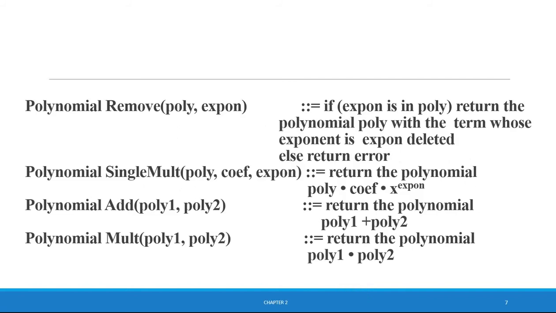The next one is the remove function. A remove function will remove a particular term, and that term will be identified using the exponent. So remove polynomial comma exponent. From which polynomial, which term you want to remove, that term's exponent you should pass as the argument. If the term involving that exponent is present in the polynomial, then it will be removed. Otherwise it will return error.